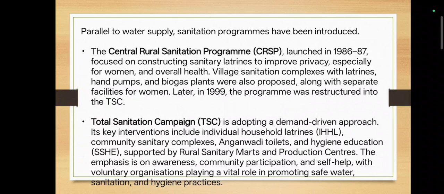Parallel to water supply, sanitation programs have been introduced. The Central Rural Sanitation Program focused on constructing sanitary latrines to improve privacy, especially for women, and overall health. The Total Sanitation Campaign is adopting a demand driven approach. It emphasizes awareness, community participation, and self help, with voluntary organizations playing a vital role in promoting safe water, sanitation, and hygiene practices.